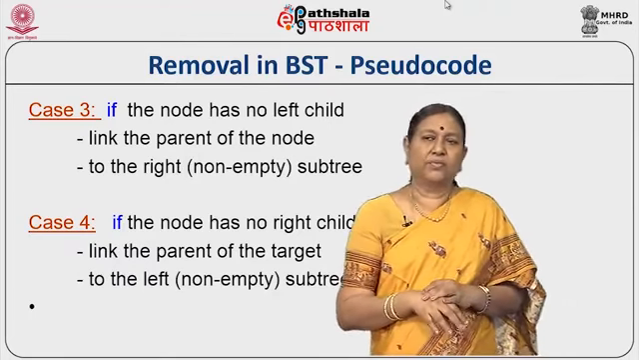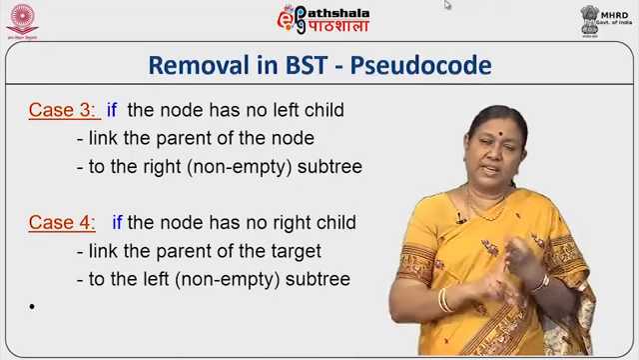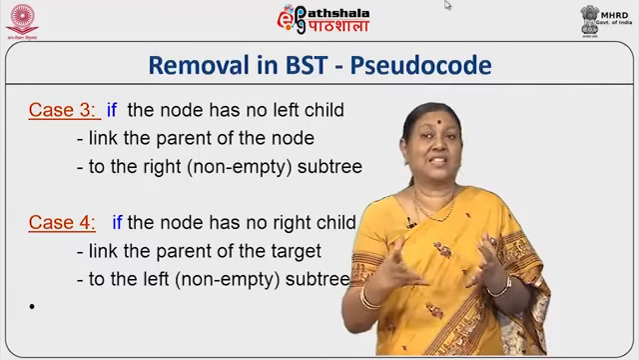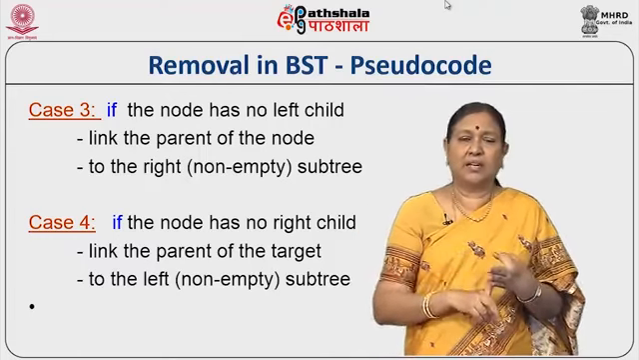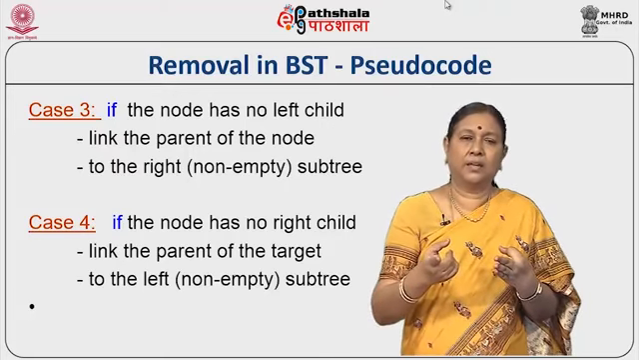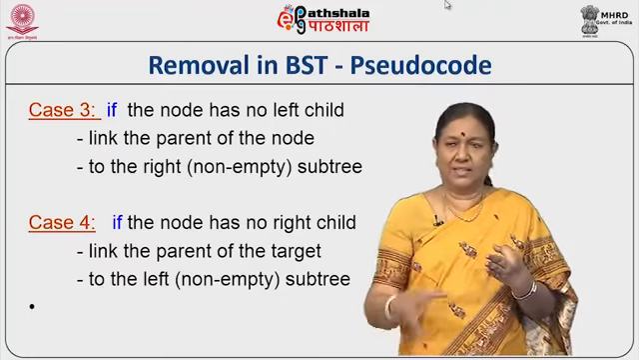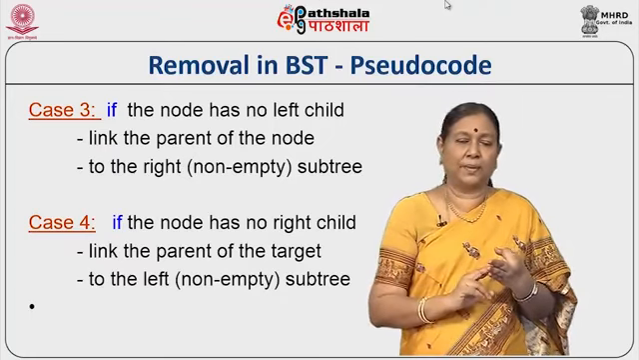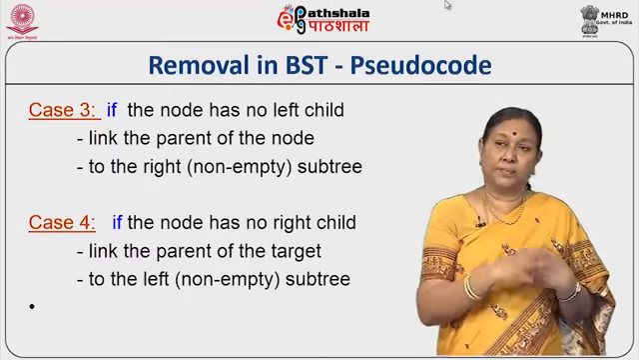So, these are the 4 cases. We have told it in a slightly different way. Instead of 3 cases, we took 4 cases. Case 1, no children; case 2, 2 children; case 3, has no left child, only right child, or has no right child, only left child. This is one child, so you just attach it to the parent. And instead of considering in-order successor, we considered in-order predecessor.